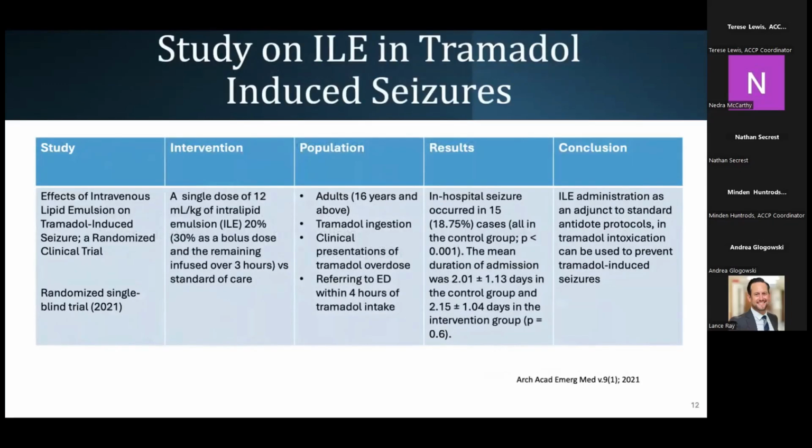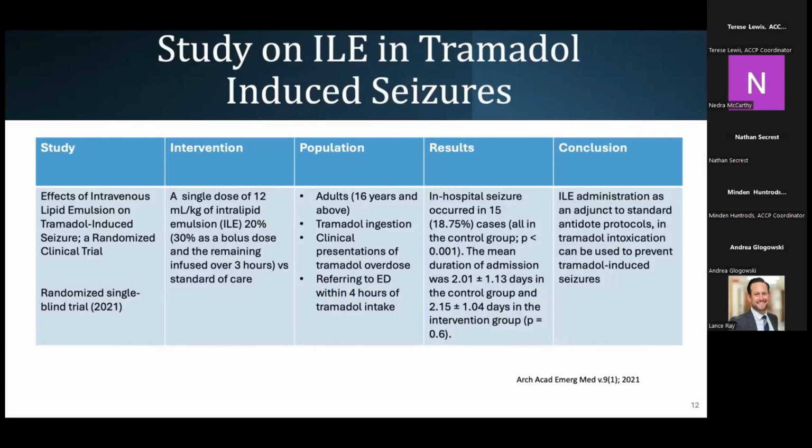So what studies are there to look at the use of intravenous lipid emulsion in tramadol seizures? As I mentioned before, there are not a lot of studies that looked at tramadol overdose with intravenous lipid emulsion as a rescue therapy. Most of the studies that were conducted were conducted in animals. But there was this one randomized clinical trial that was done in 2021 in Iran, and it looks at the effects of intravenous lipid emulsion on tramadol-induced seizures.